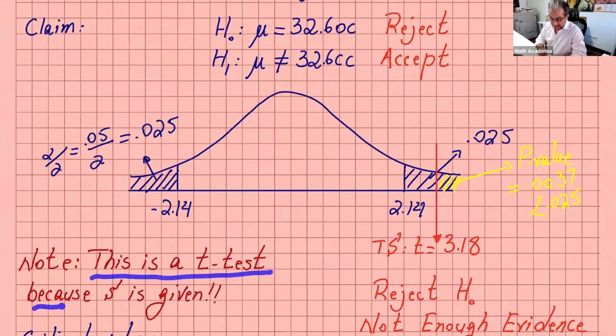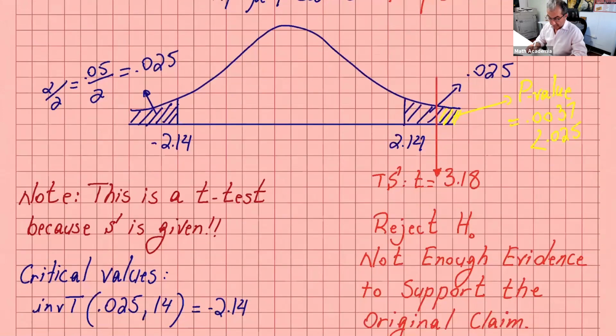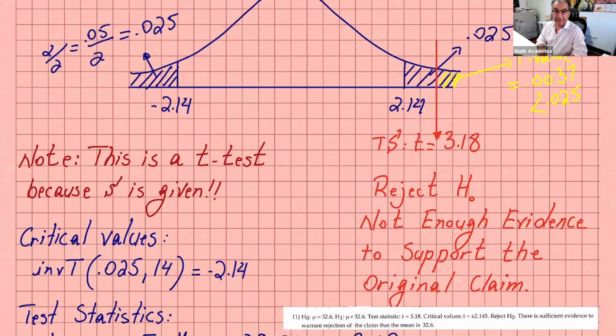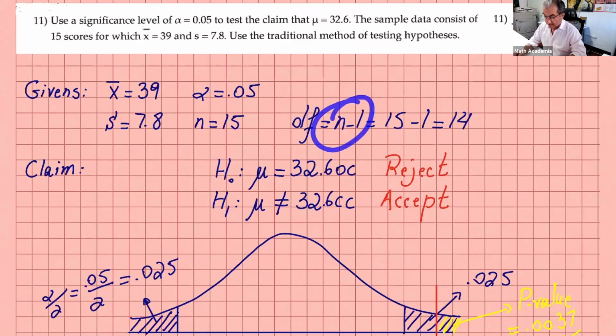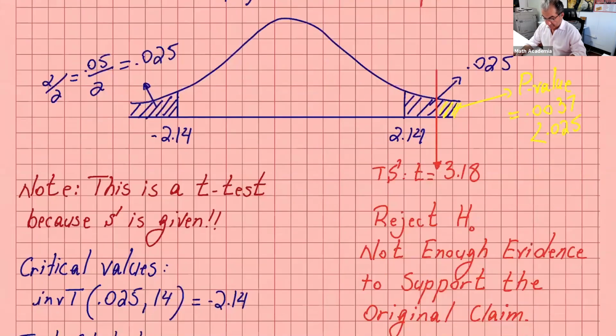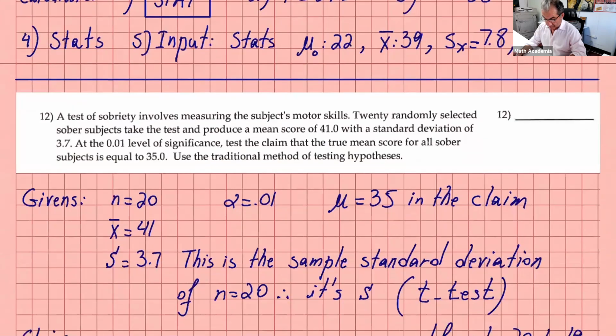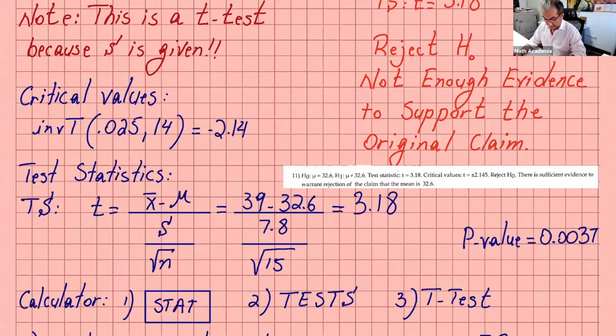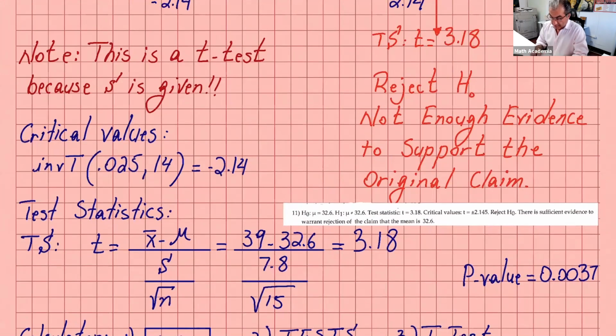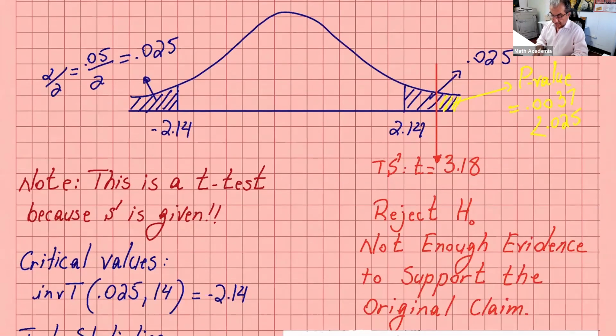And here you have to be very careful. This is a t-test because S is given. I wrote it for you. So the critical value is not inverse norm anywhere. Don't make the mistake. It's inverse t, 0.05 and 14 are the degrees of freedom, because n is 15 and the formula for degrees of freedom is n minus 1. Now when you find the critical value, you get negative 2.14. Write it here, symmetric again. 2.14 is on the right side too.